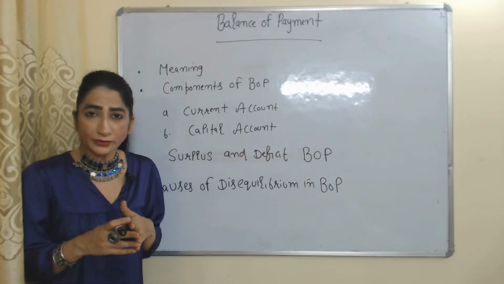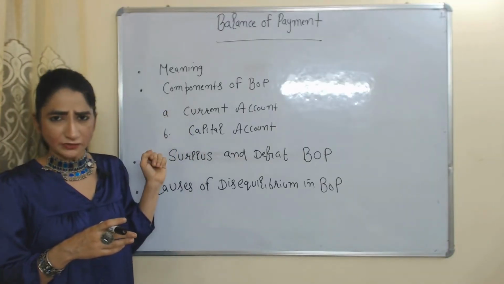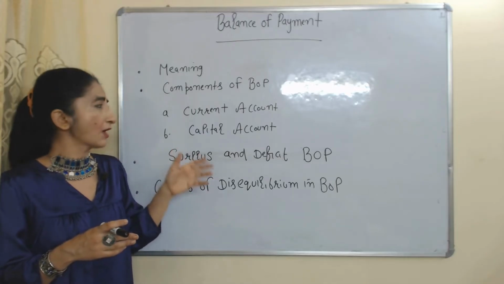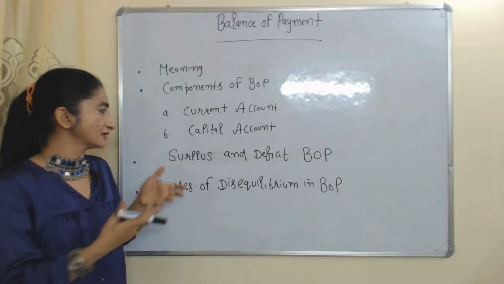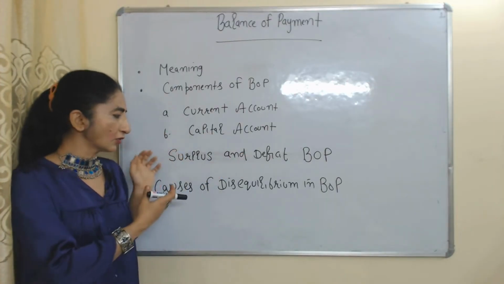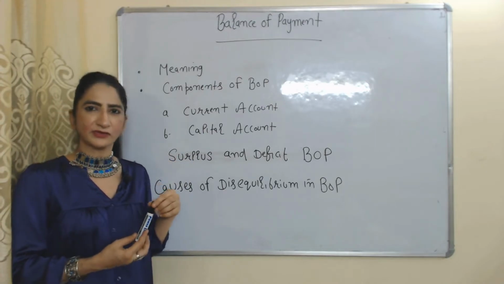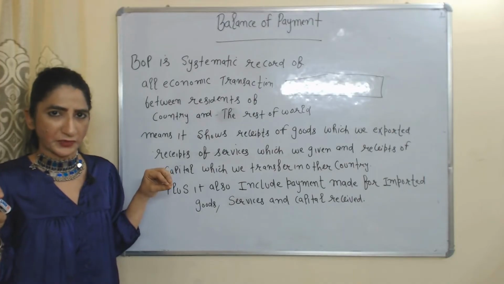Today we are going to talk about the meaning of balance of payment, components of balance of payment, in which we will talk about a current account, capital account. We will also discuss surplus balance of payment, deficit balance of payment, and causes of disequilibrium in balance of payment. So let's start it. So what is balance of payment?